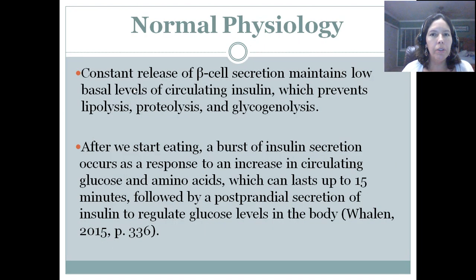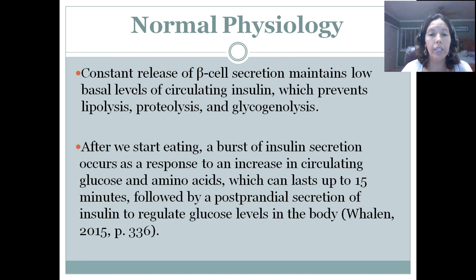Let's quickly review the normal physiology of insulin in our bodies. There is a constant release of beta cell secretion that maintains low basal levels of circulating insulin, which prevents the breakdown of fats, the breakdown of protein, and the breakdown of glycogen.